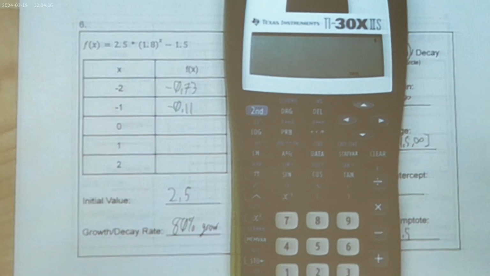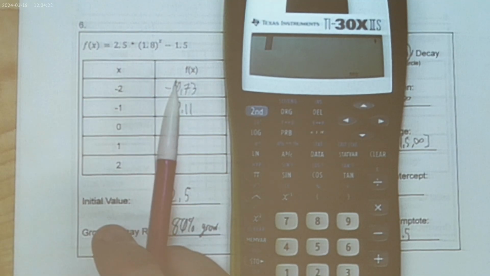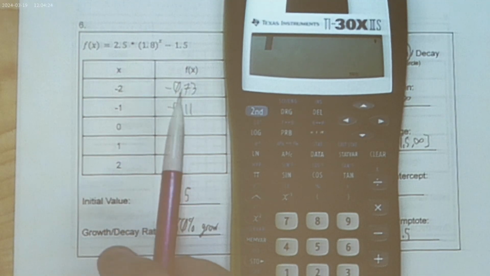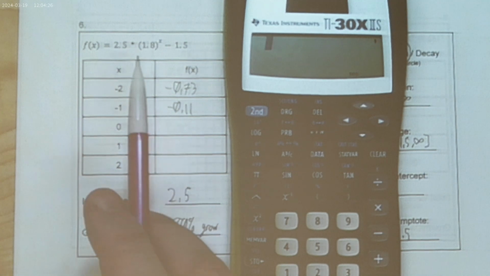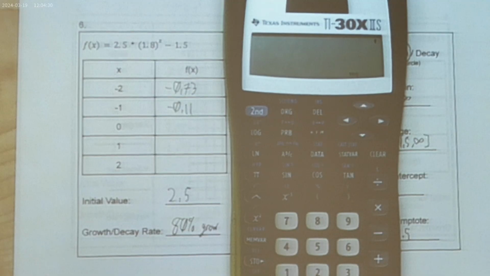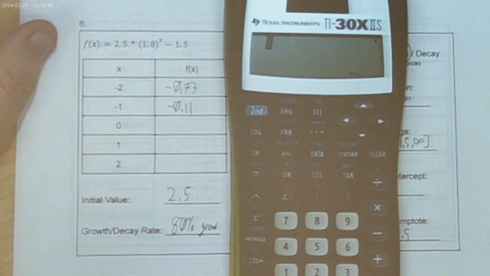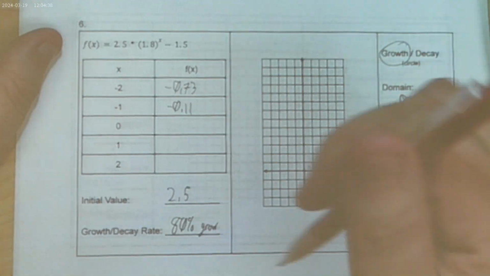And we'll do a quick reality check here. As I go from left to right on x, the values are negative, but then they're becoming more positive, so they're increasing. Since I'm working with a growth form, that makes sense. That checks out. That means that I'm doing everything correctly.